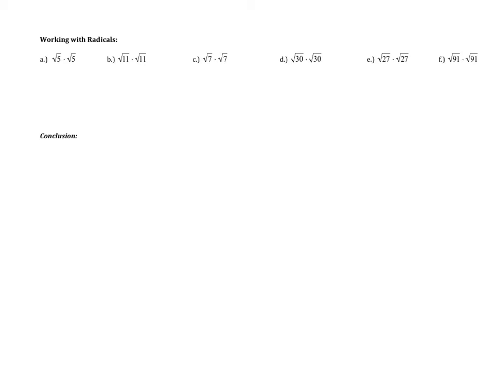So hopefully, once you got all the answers in here, you should have gotten that the first one is just 5, the second one's 11, 7, 30, 27, 91, right? Because if you think about it, if I'm doing the square root of 5 times the square root of 5, you just multiply 5 times 5, which is 25. That would give you the square root of 25, but the square root of 25 is 5, right?